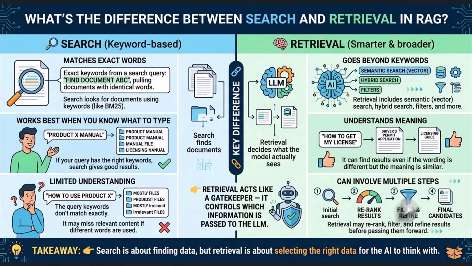That is, re-ranking, filter, and refine results before passing them forward. So, the key difference is search finds documents, whereas retrieval decides what the model actually sees. That is, retrieval acts like a gatekeeper. It controls which information is passed to the LLM. So, search is about finding data, but retrieval is about selecting the right data for the AI to think with.